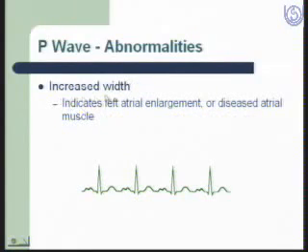Increased width of the P wave more than 3 millimeters indicates left atrial enlargement or diseased atrial muscle. You see that the P wave here is not only wide but it is bifid, like an M shape. So this indicates left atrial enlargement.